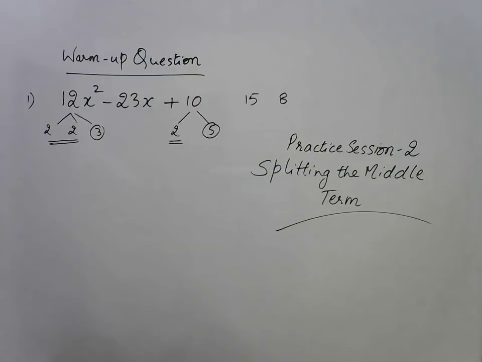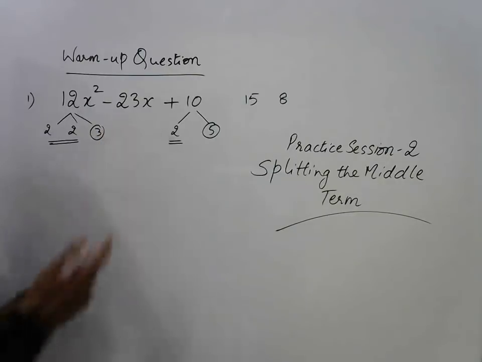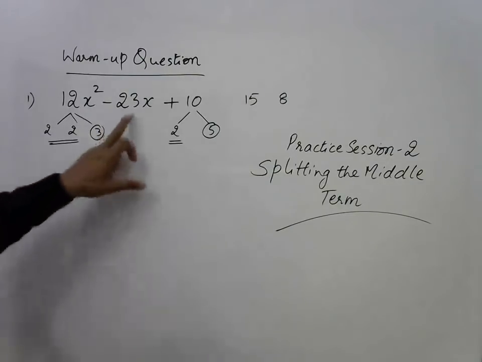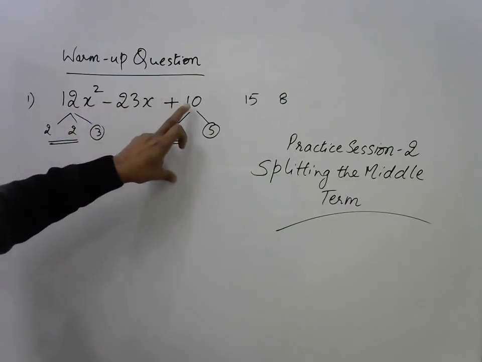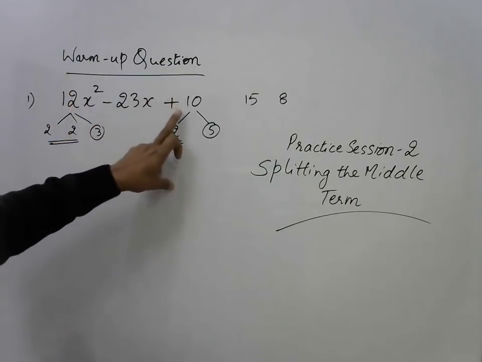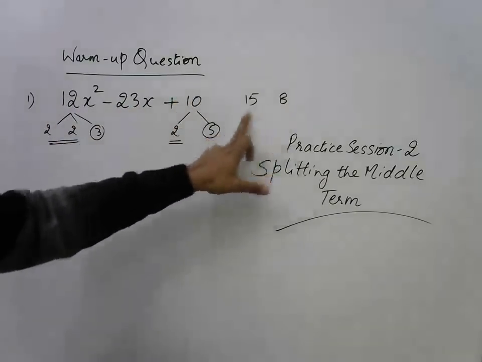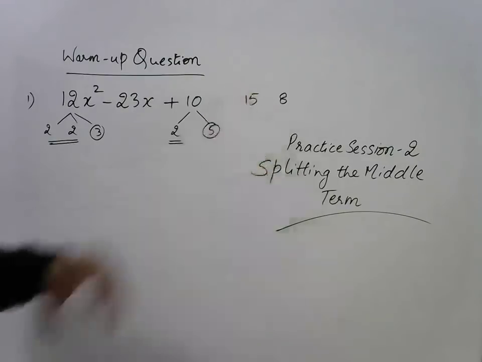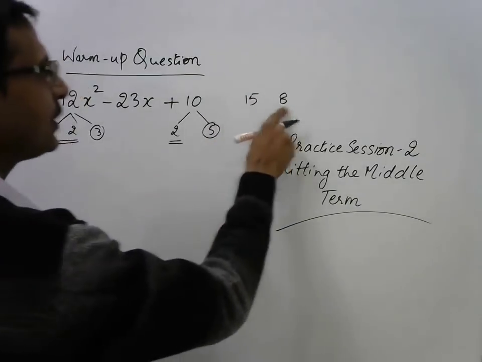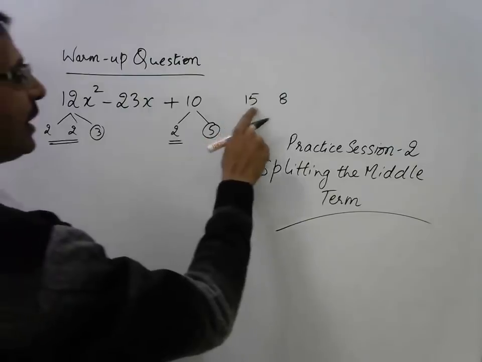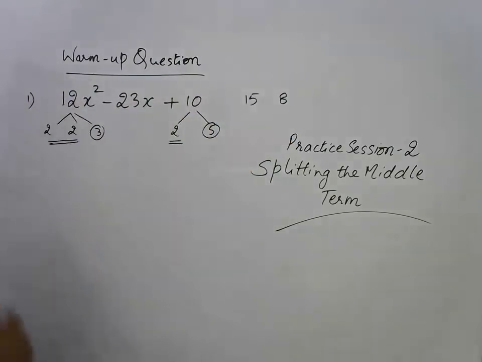Now these are the basic rules you need to be aware of. See, 23 is negative, the middle term is negative, but the product of the first and last terms is positive. So whenever this condition happens, positive, negative, positive, then both the factors here should be negative, because negative and negative added together will give you a negative term, and when they are multiplied together, they will give you a positive term. So let's see.